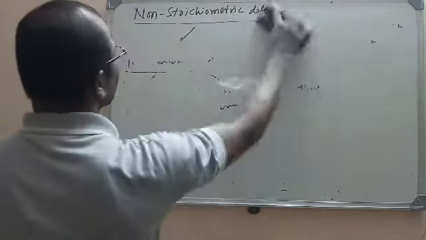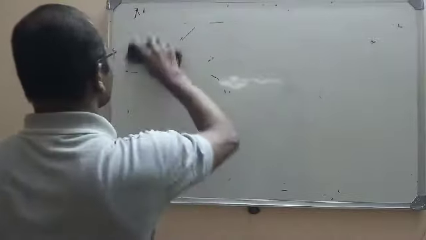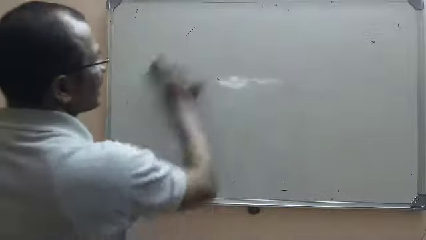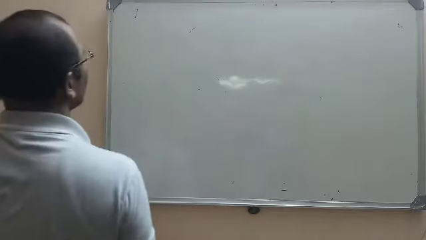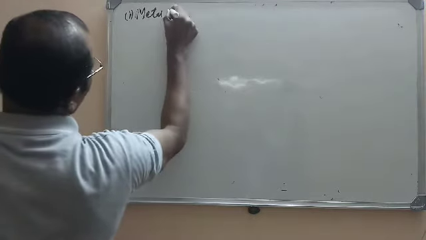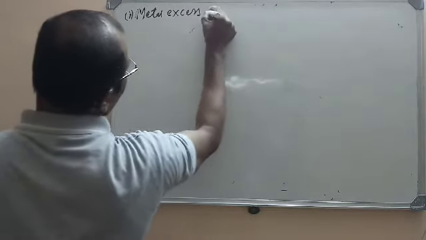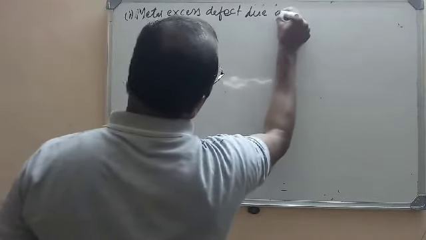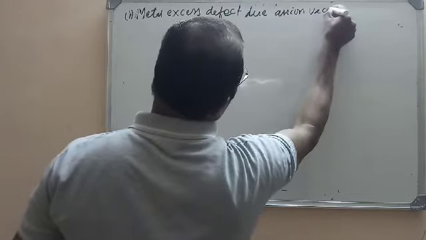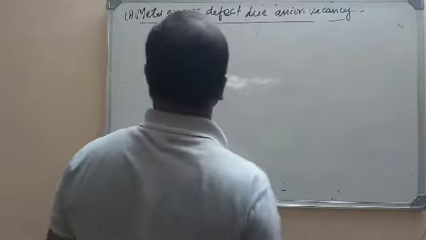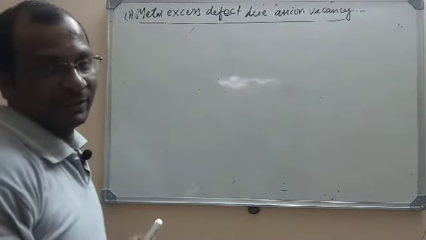Now let us go to the metal excess defect. The first type of metal excess defect is the metal excess defect due to anion vacancy. If you see the title, you will understand what this defect is. Here metal is in excess. What is the reason? Due to anion vacancy. That means the anion is leaving and creating a vacancy. This is called a metal excess defect due to anion vacancy.